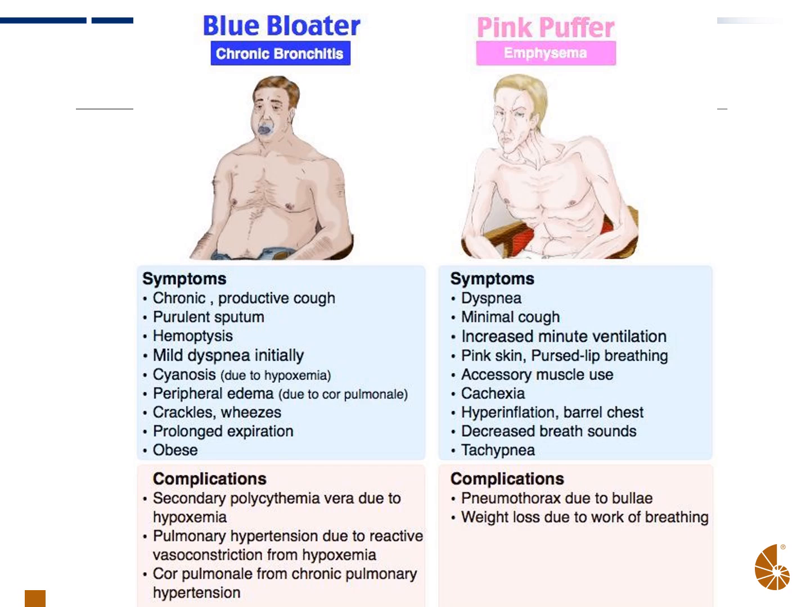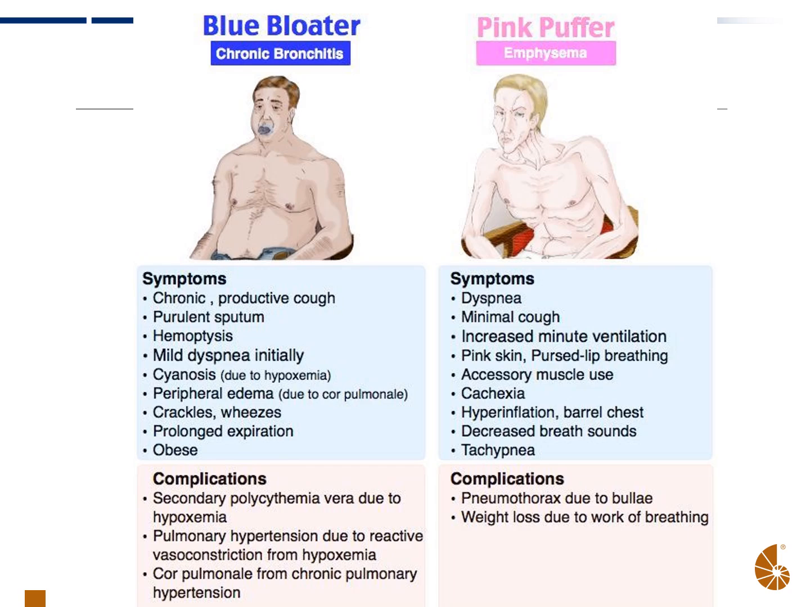They might have hemoptysis, mild dyspnea initially, but may progress to cyanosis, or their lips may look like they're blue due to hypoxemia or a low oxygen level in the blood. They might have peripheral edema due to cor pulmonale, which is right heart failure due to their lung disease. They might have crackles and wheezes in their lungs and prolonged expiration when they try to blow out a breath. And they may be on the obese side.